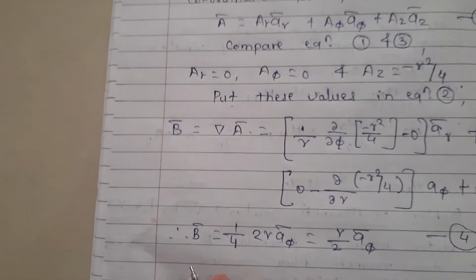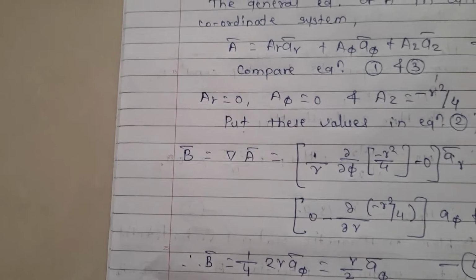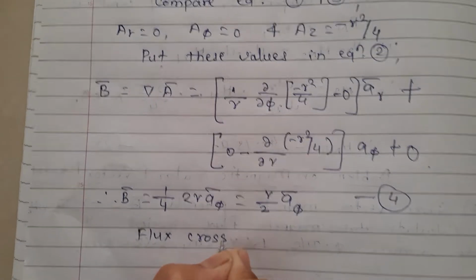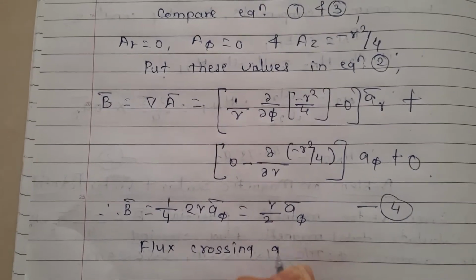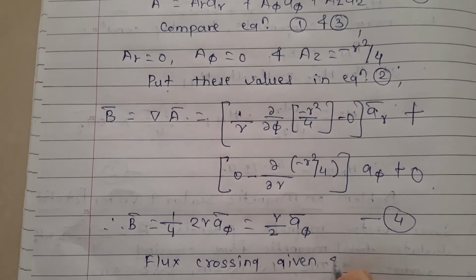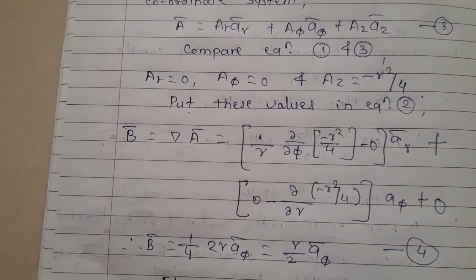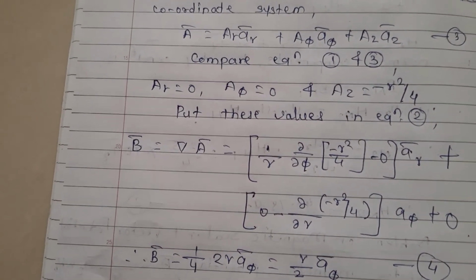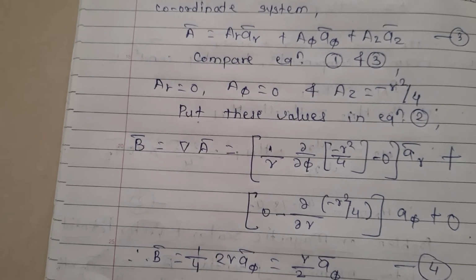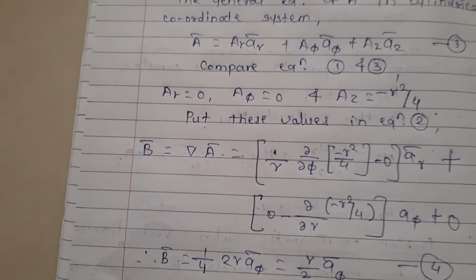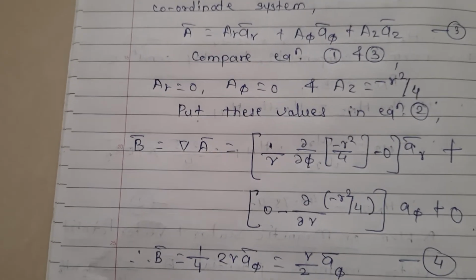Now next, flux crossing the given surface. So it is B bar dot ds bar. This is equation 5.